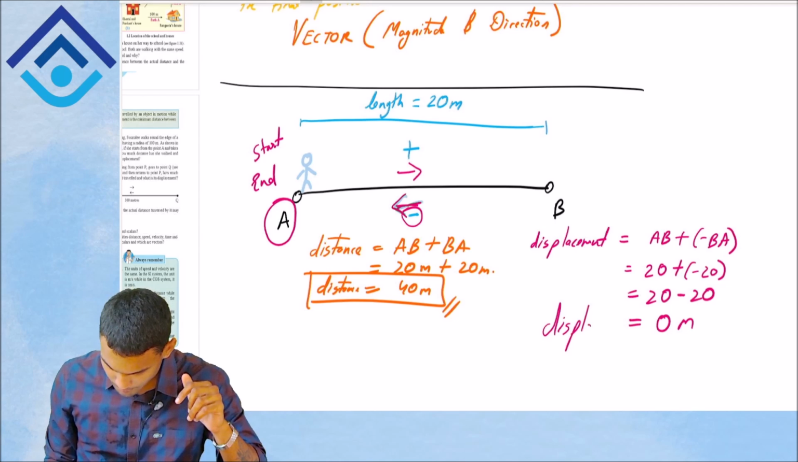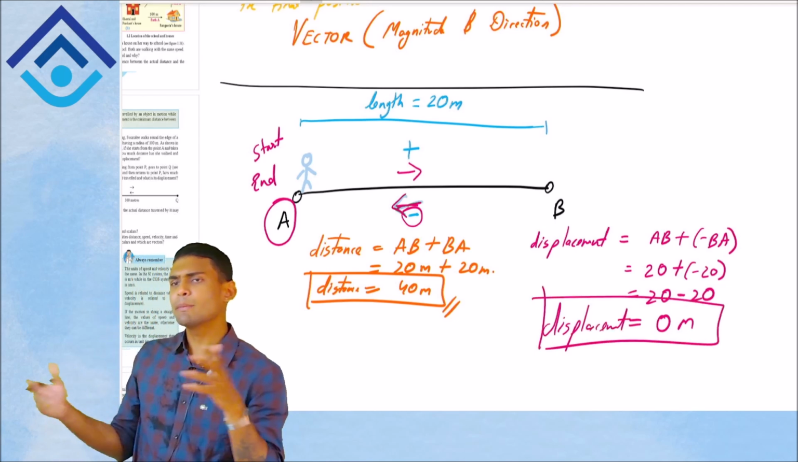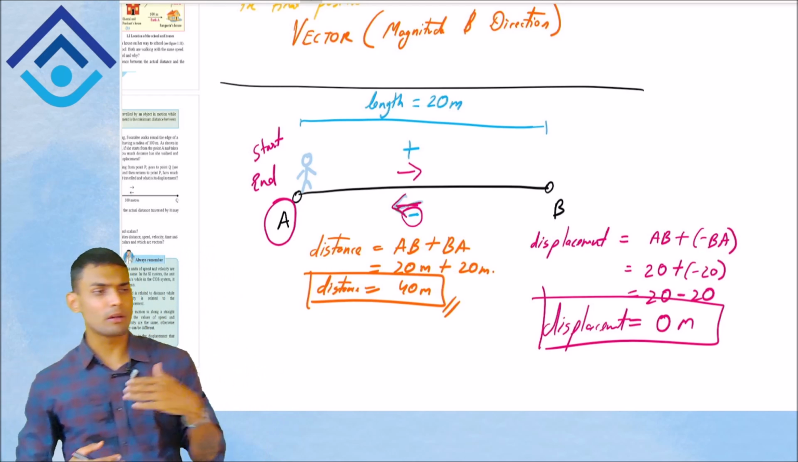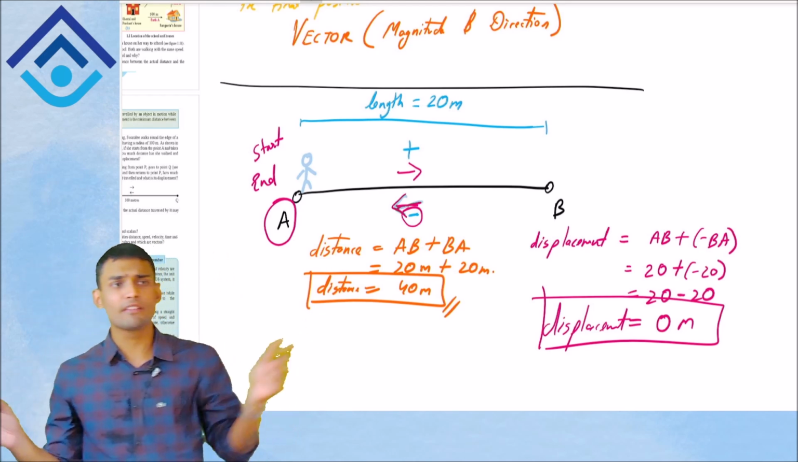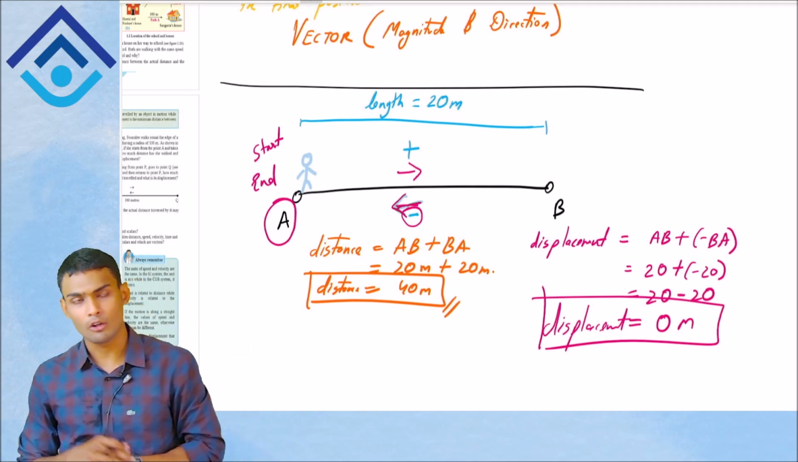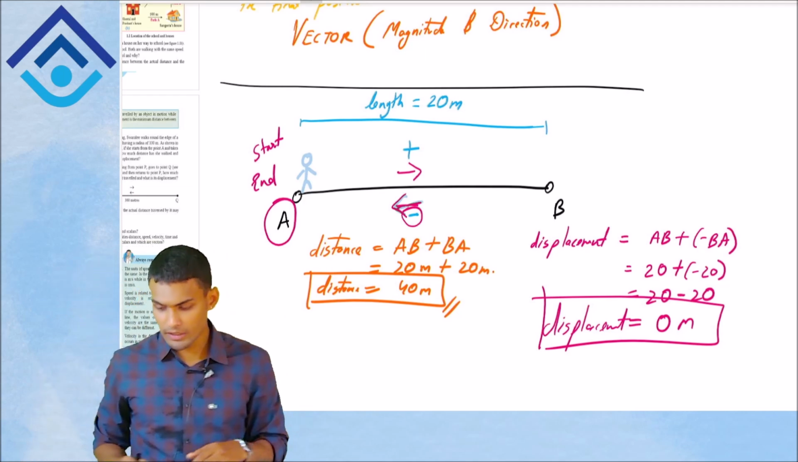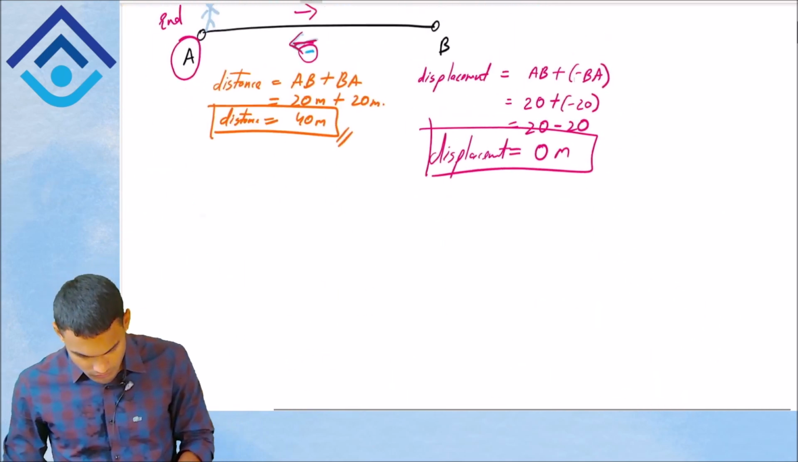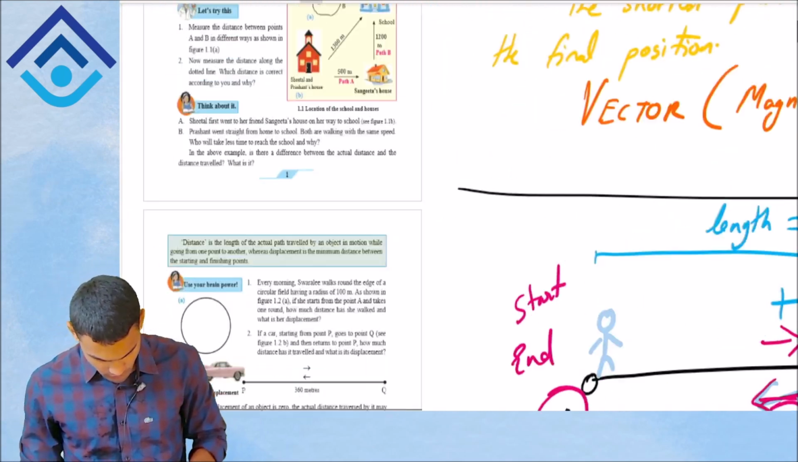This is what we need to understand, the difference between distance and displacement. Distance can be covered by anyone. Even if you come back to the original position, you go back, you go anywhere, doesn't matter. But displacement matters, how much you move from your original to your final position. That is what we're going to look into over here.